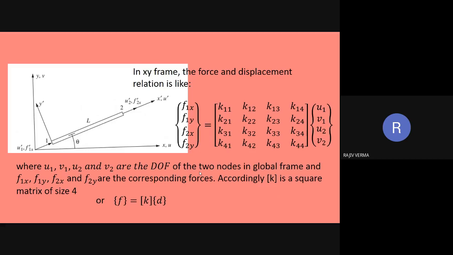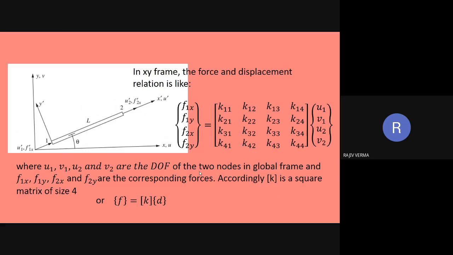So this basically means that in a local frame, the relationship between forces and deformation, that is degrees of freedom, is a 2 by 2 matrix. But when we look at a similar relationship in the global domain, the relationship happens to be represented by a matrix of size 4 by 4. So obviously these two matrices are not going to be compatible.